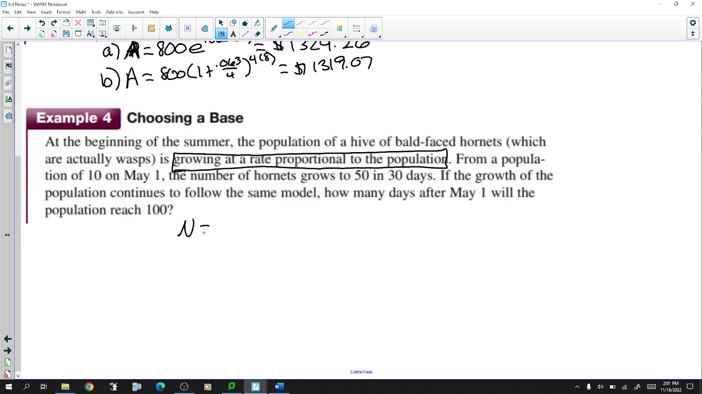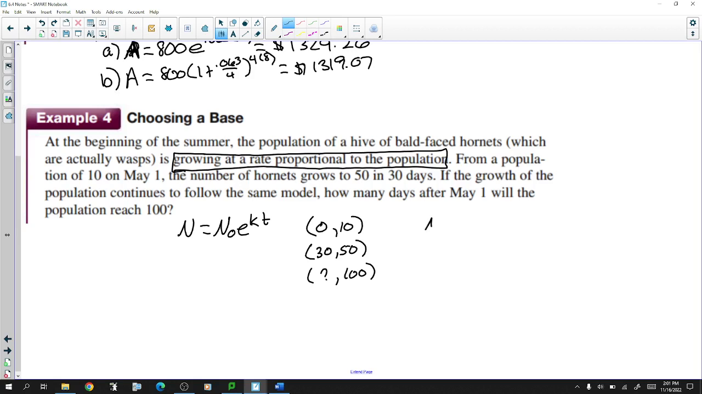So the number of wasps is the initial amount, e to the kt. And they tell us that on May 1st, we have 10. So the initial date is May 1st. The number of hornets grows to 50 in 30 days. So in 30 days, we have 50. If the growth of the population continues to follow the same model, how many days after May 1st will the population reach 100? So how many days will it take for the population to reach 100?